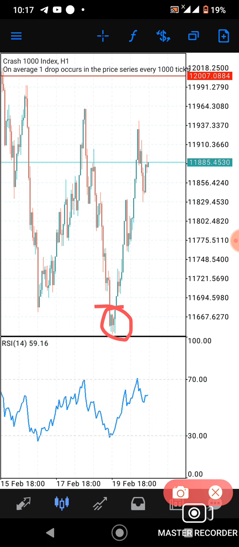You can see that the market price and the indicator are moving in different ways. Then, to make it more accurate, you can see here.